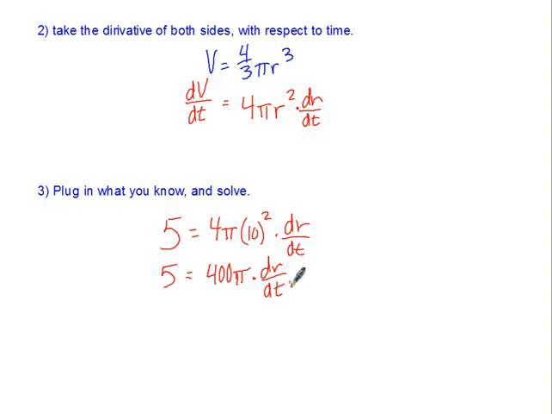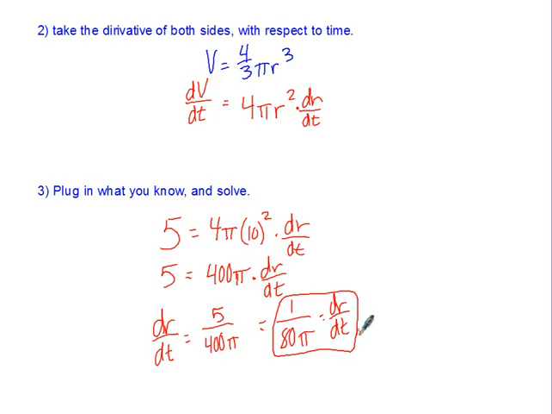And if I'm trying to solve for dr dt, I'm trying to get that alone, what am I going to do? Divide. So dr dt is equal to what? 5 over 400 pi. Can I reduce that? So this is going to become 1 over 80 pi. 1 over 80 pi. So this is my dr dt. So you have to understand, what does this represent? So yeah, that's the units, right? So this represents the rate of change of the what?